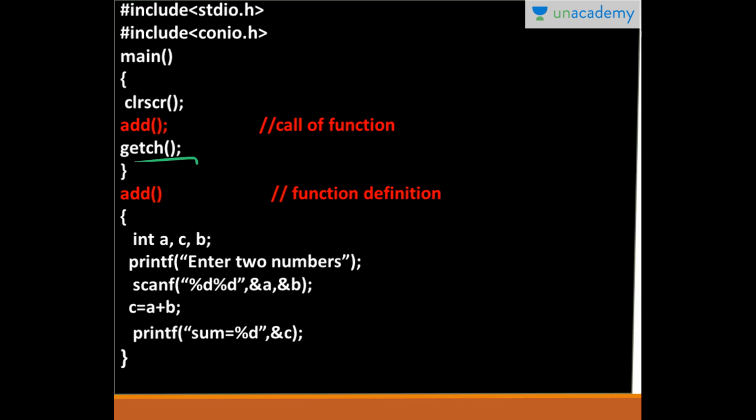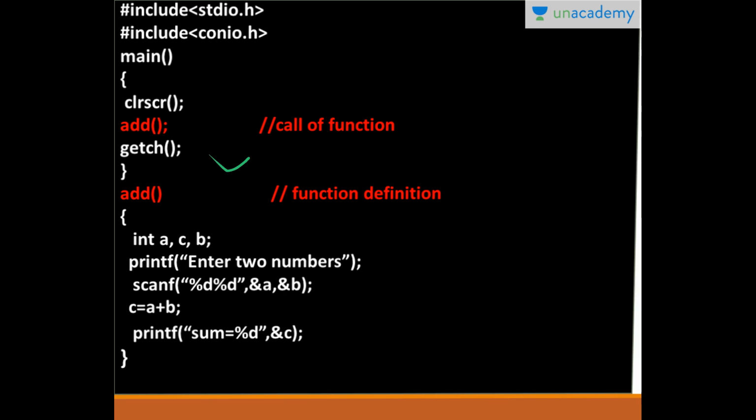We have to declare every line of the program. So clrscr is a predefined function, so we used #include <conio.h>, the function declaration header file, to declare clrscr. The add function is a user defined function. We have defined it, so here we have written that piece of code.